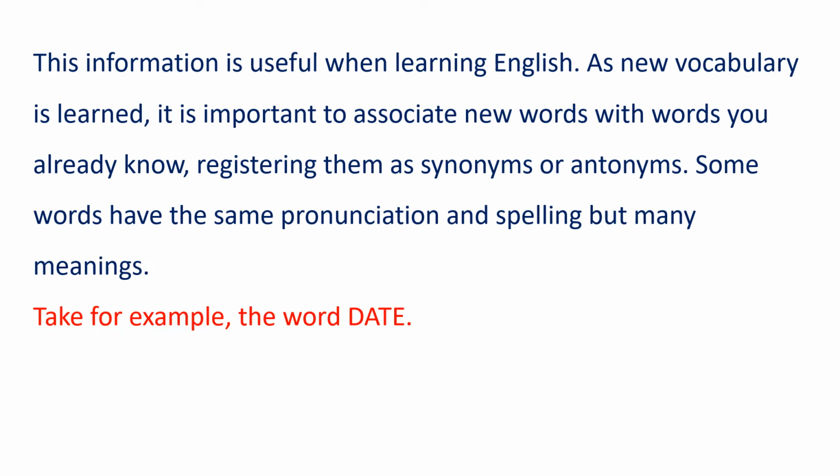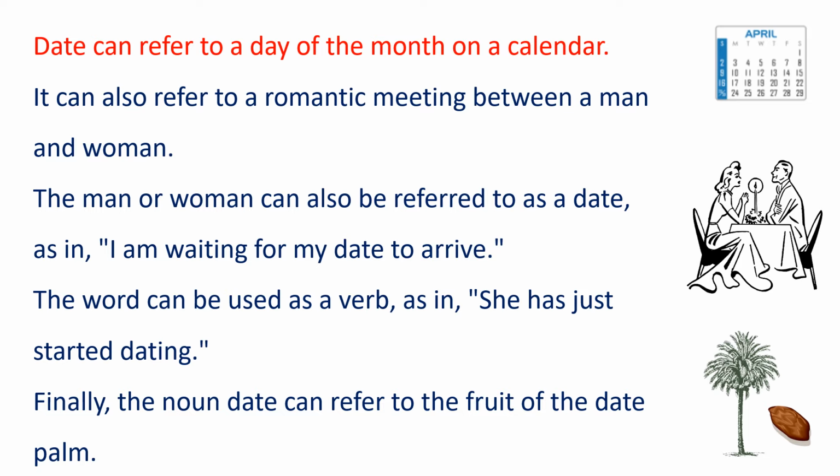Take, for example, the word date. Date can refer to a day of the month on a calendar. It can also refer to a romantic meeting between a man and woman. The man or woman can also be referred to as a date, as in, I am waiting for my date to arrive. The word can be used as a verb, as in, she has just started dating. Finally, the noun date can refer to the fruit of the date palm.